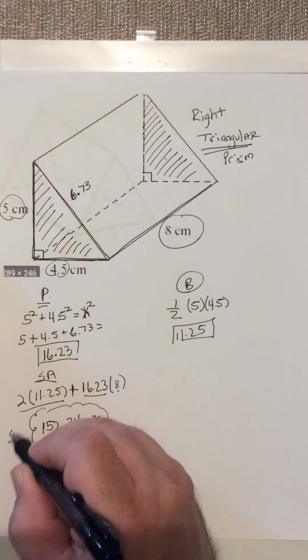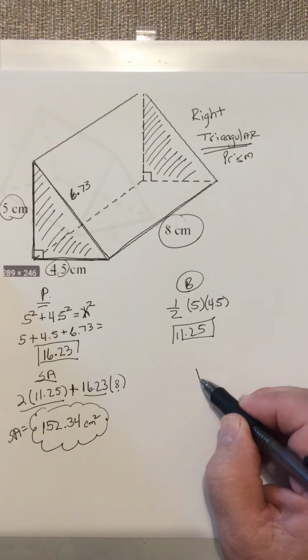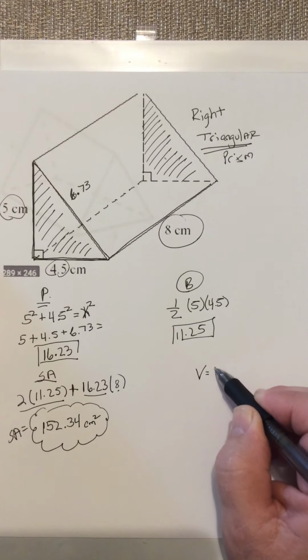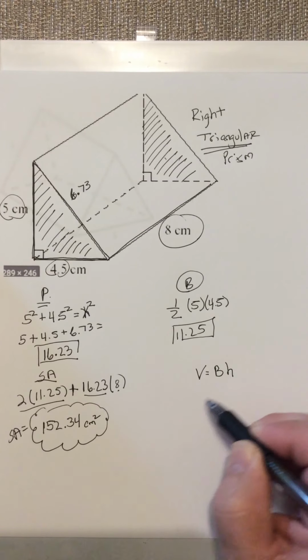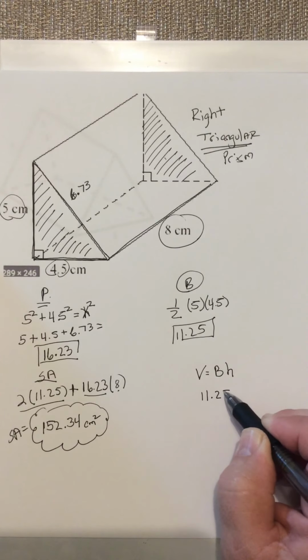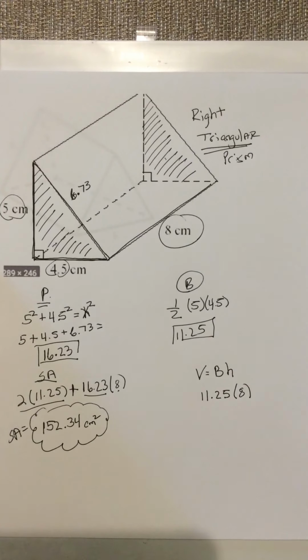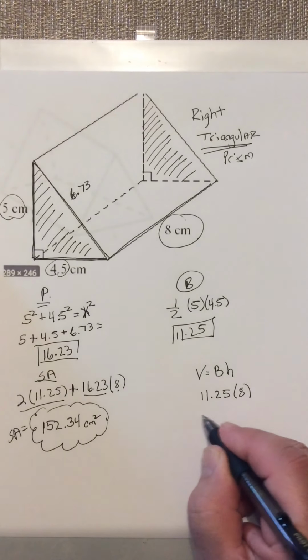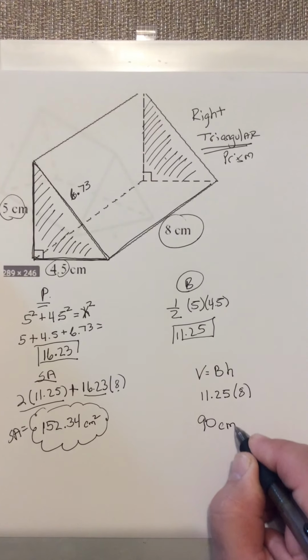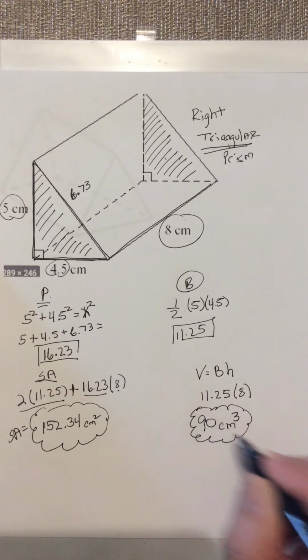That's my surface area. If I find the volume, I've already got everything I need. I just need to take the area of the base times the height. So the area of my base was 11.25. My height was 8. So 11.25 times 8. That was 90. So 90. This time it's centimeters cubed. Volume is always in cubic units.